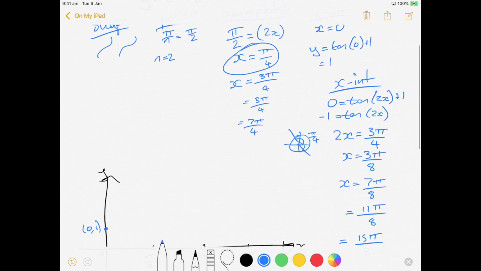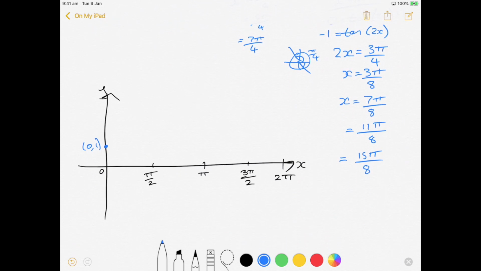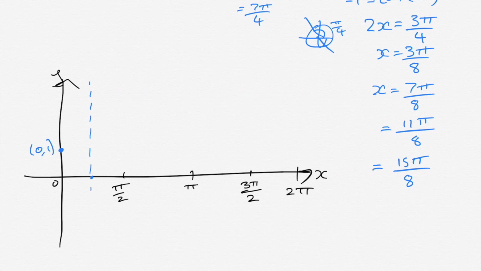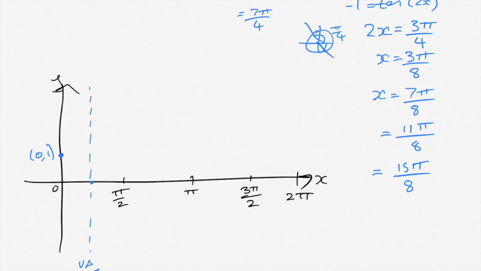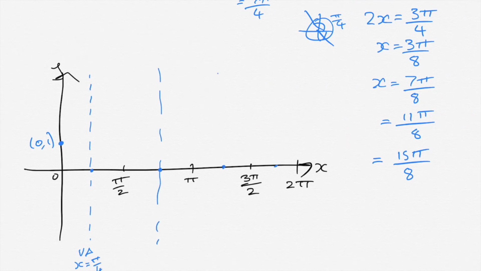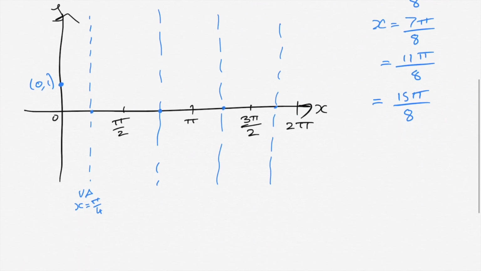Next thing to think about are my asymptotes. My first asymptote occurs at pi on 4, which is there, halfway between 0 and pi on 2. I might as well label that now. Vertical asymptote at x equals pi on 4. My next one occurs at 3 pi on 4, which is going to be there, and then every period away. So I can do that reasonably quickly. Sorry, my straight lines aren't as straight as I'd like them to be on an iPad.